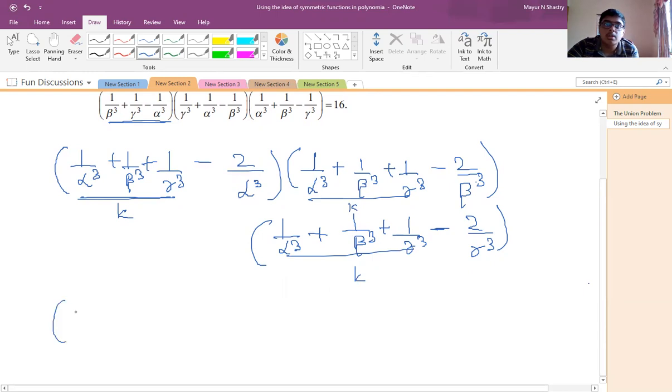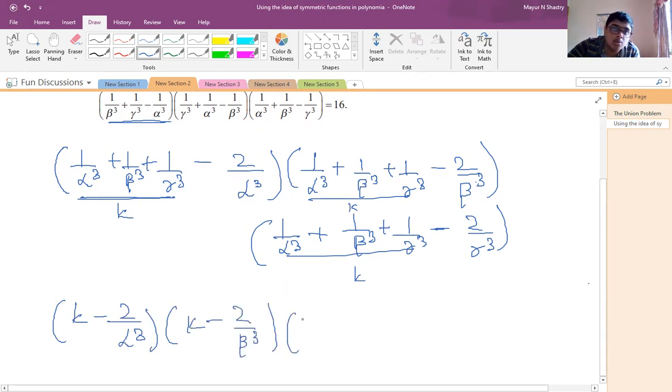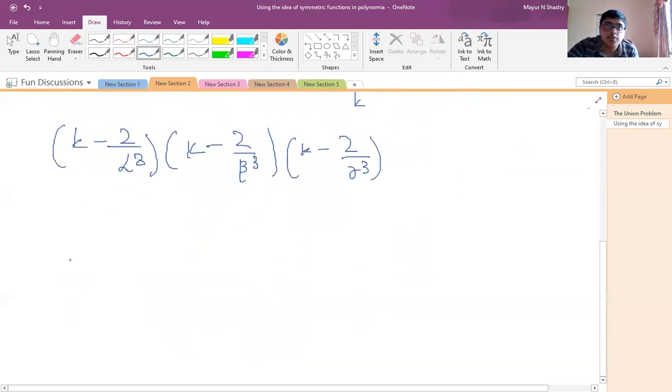So we need to find this expression, k minus 2 by alpha cube times k minus 2 by beta cube times k minus 2 by gamma cube. And this is not very hard to expand. It's simplified very much. So now our goal is to find out the value of k, that is 1 by alpha cube plus 1 by beta cube plus 1 by gamma cube. How do we do that? That's where we need symmetric functions.